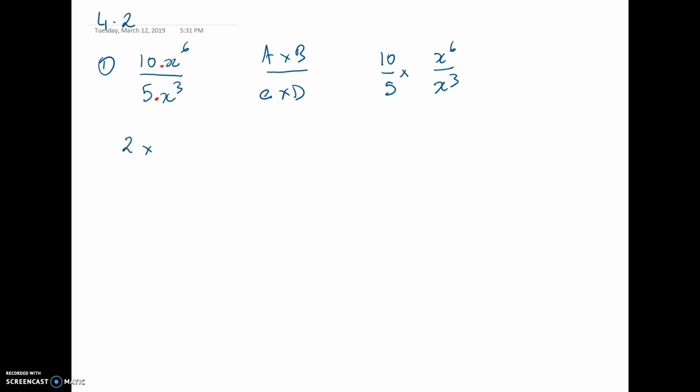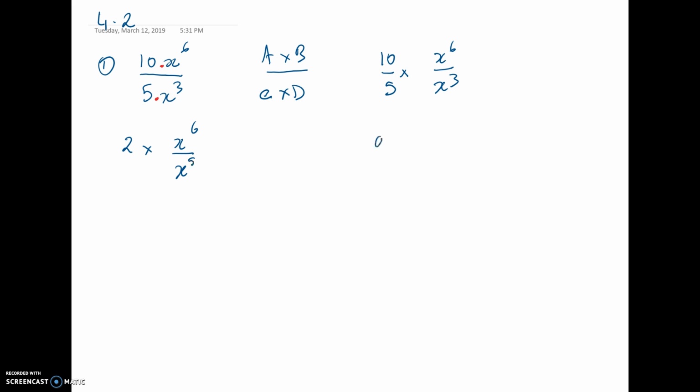Alright, so on problem number 1, we get 10x to the 6 divided by 5x cubed. So this looks like a multiplied by b over c multiplied by d. Why? Because you have a multiplication right here and a multiplication right there. So definitely what I can do is do 10 over 5 multiplied by x to the 6 over x cubed. Now, 10 over 5 equals 2, so I end up with 2 multiplied by x to the 6 over x to the 5.